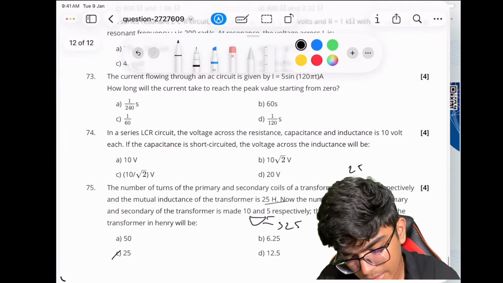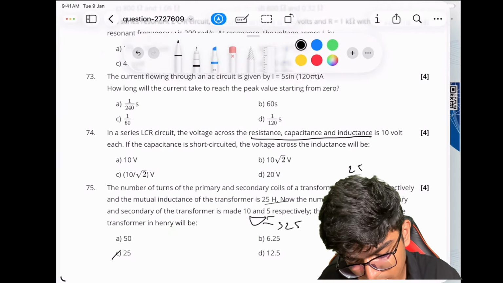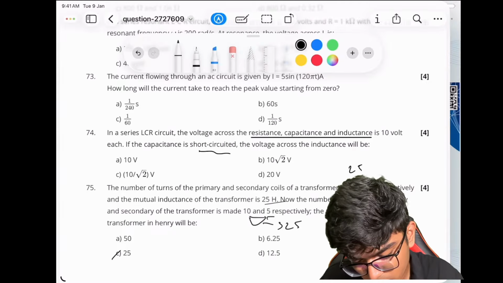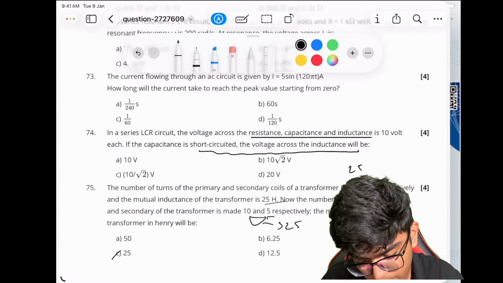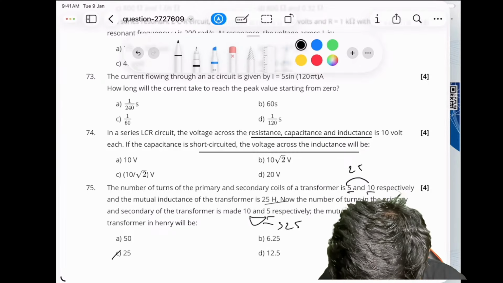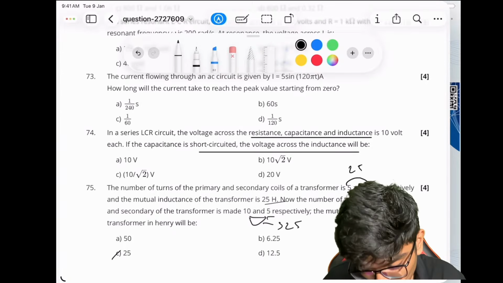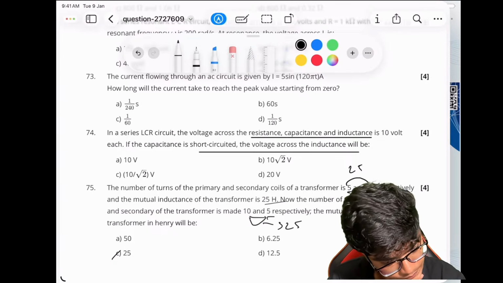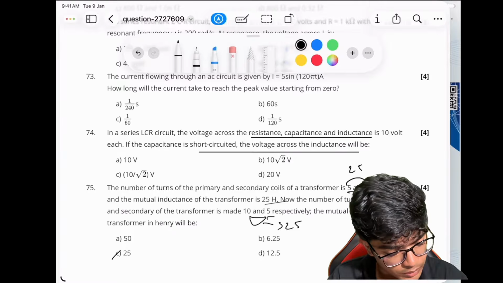Okay. LCR circuit, resistance, capacitance, inductance, voltage is 10 volts each. Capacitance is short circuited, voltage across inductance will be. Okay, no capacitance now. Now they are asking what is the voltage across inductance. Simple, very simple.